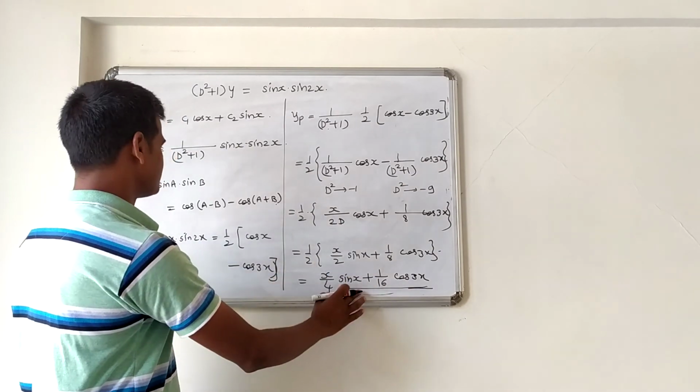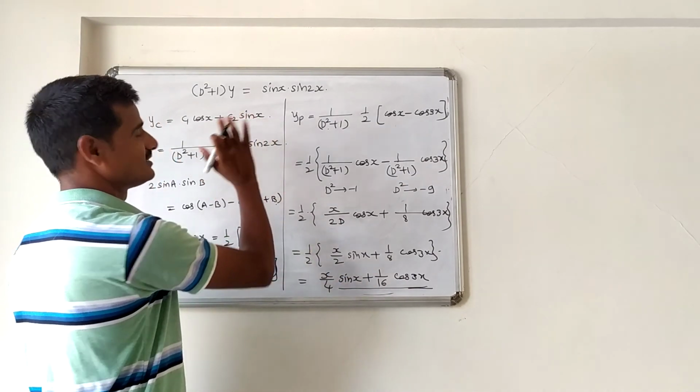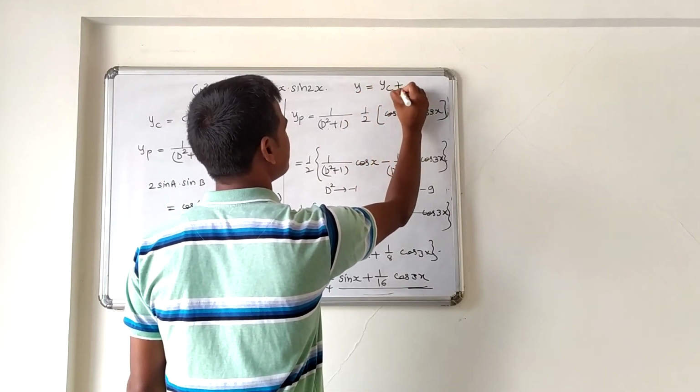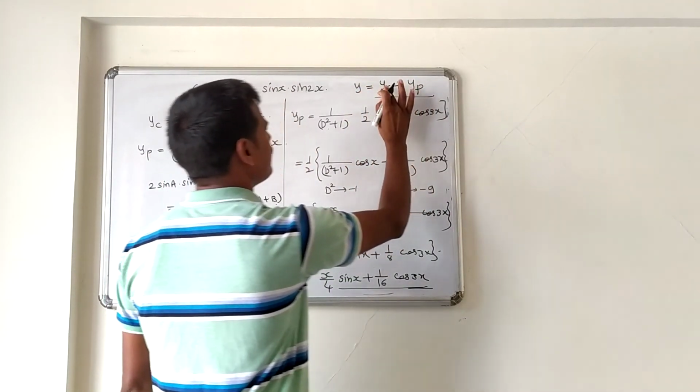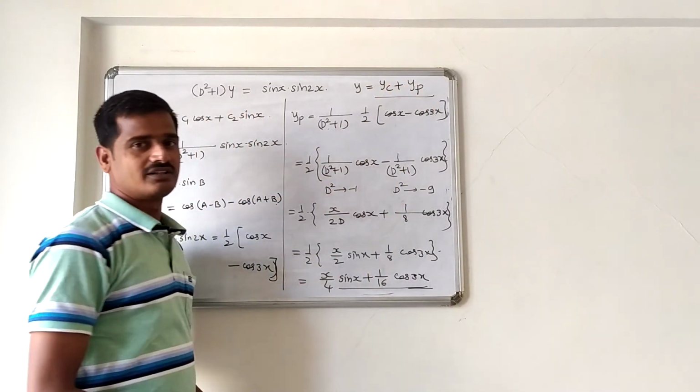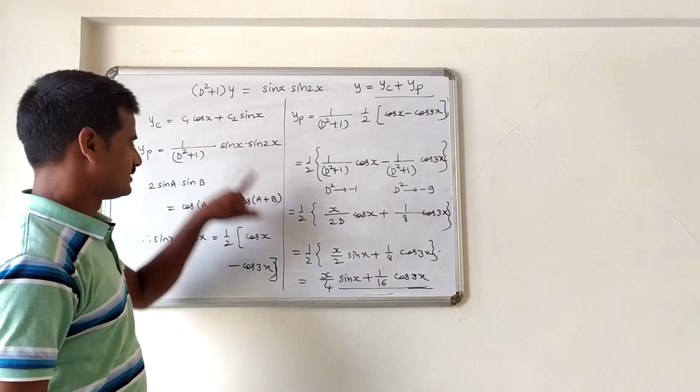So your final solution is the complementary function plus the particular integral. So y is equal to, do not forget to write finally, y is equal to, the general solution is equal to the complementary function plus the particular integral, that is this plus this.